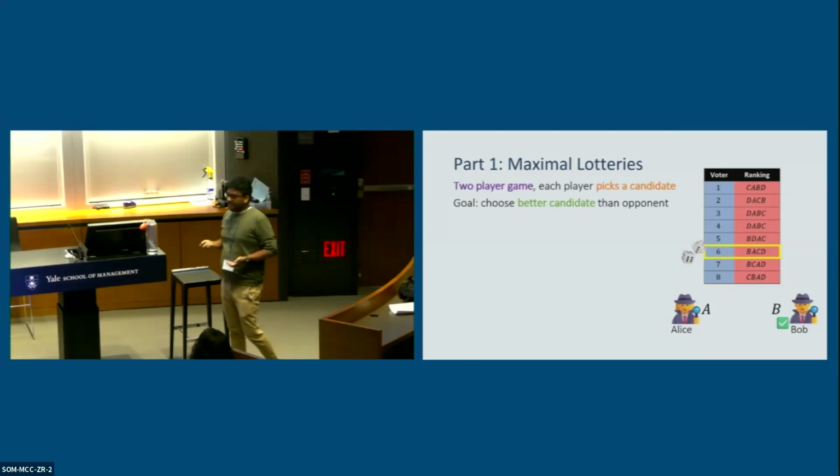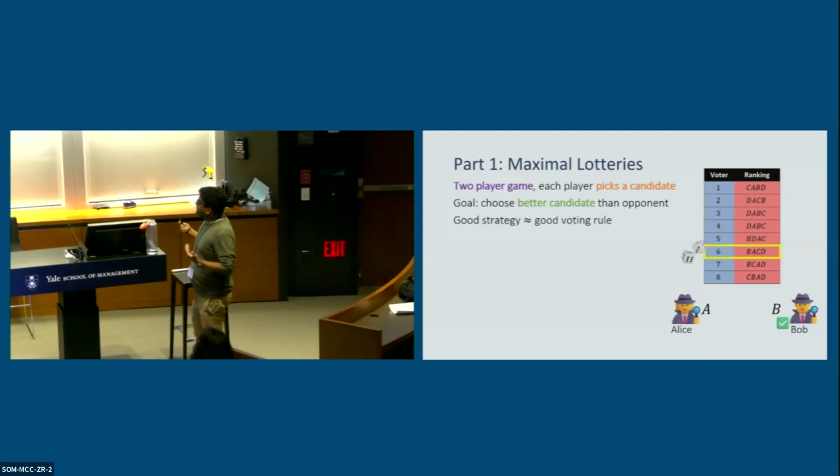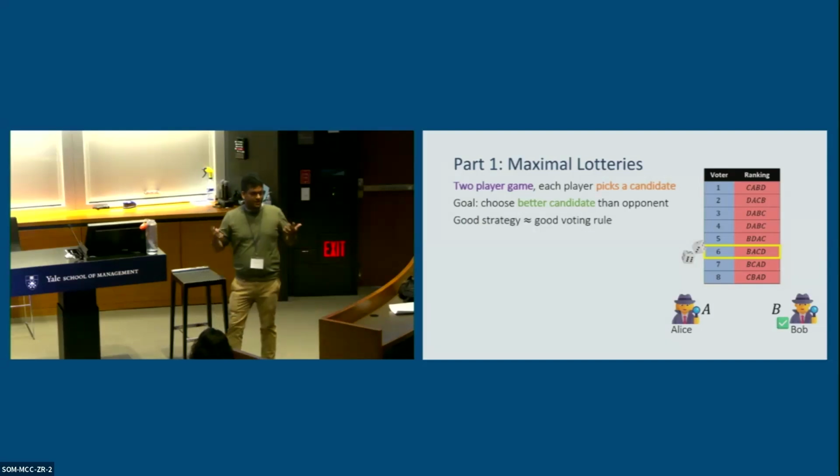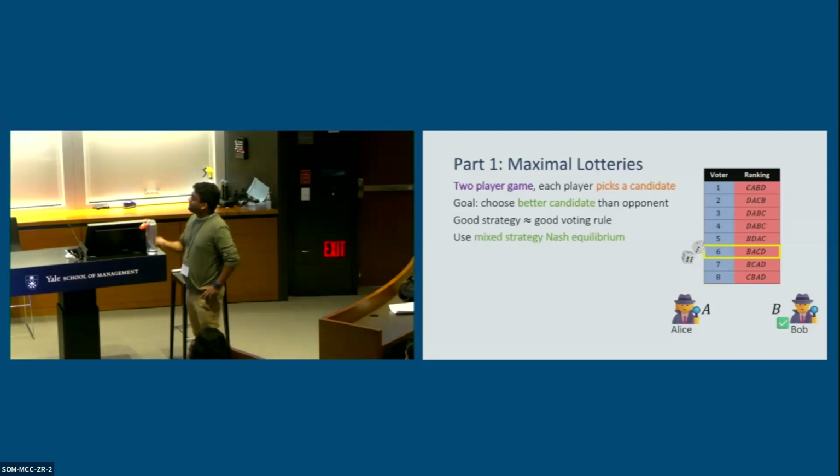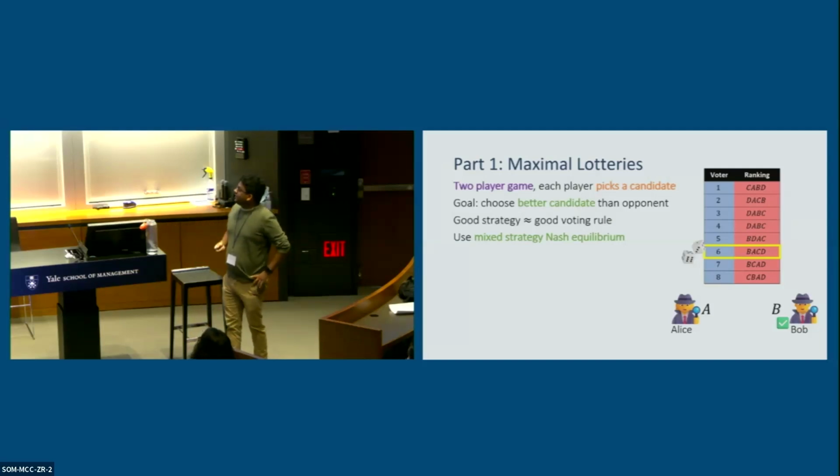And so the idea is that in this sense, a good strategy is kind of like a good voting rule, because a good strategy is a way to pick a candidate that's pretty good. And so that's exactly what we want to do when we have a voting rule. And so the natural thing to do is to use the mixed strategy Nash equilibrium of this game as the voting rule distribution for a randomized voting rule. And so this is maximal lotteries.